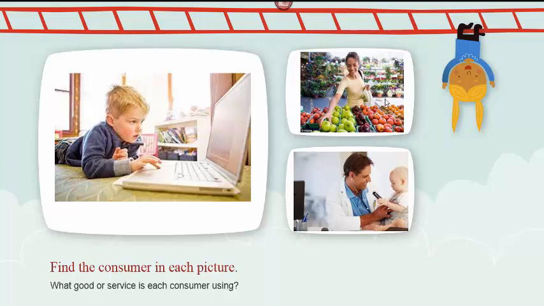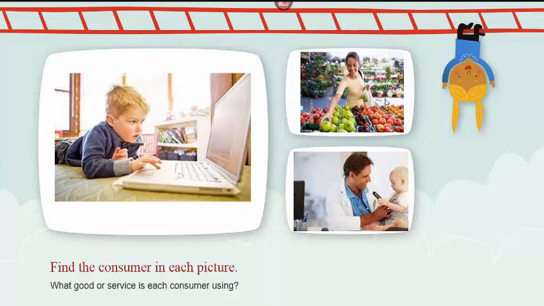Let's take a look at some more consumers. Let's find the consumer in each picture and then decide what good or service each consumer is using. So let's start with the picture of the little boy on the computer and take a moment to decide who's the consumer and what good or service the consumer is using. Did you say that the boy is the consumer? If so, you are absolutely correct. And what good is the boy using? That's right, he's using the computer.